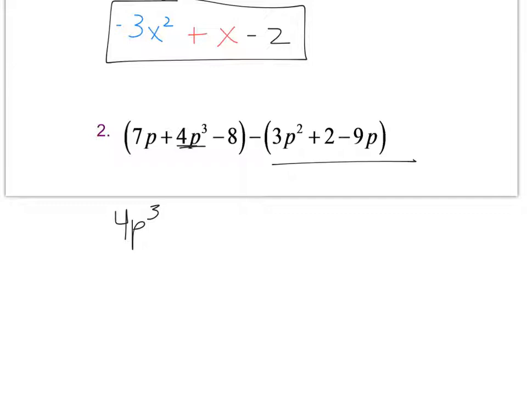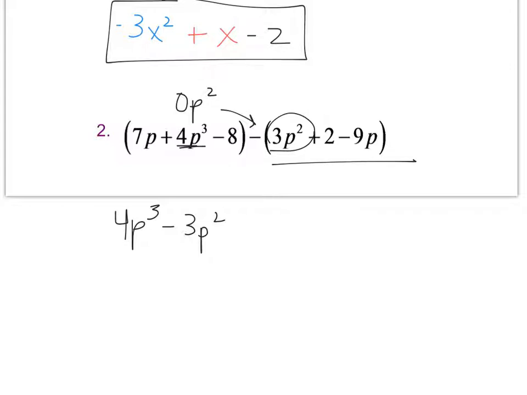Now I look at p squareds, and I have none over on this first polynomial, but I do right here, but this is like a 0p squared here, and then I'll have to subtract 3p squared, so I get negative 3p squared. So again, I'm still looking at these terms horizontally, right next to each other, but I don't necessarily have to show all my work and write them out.